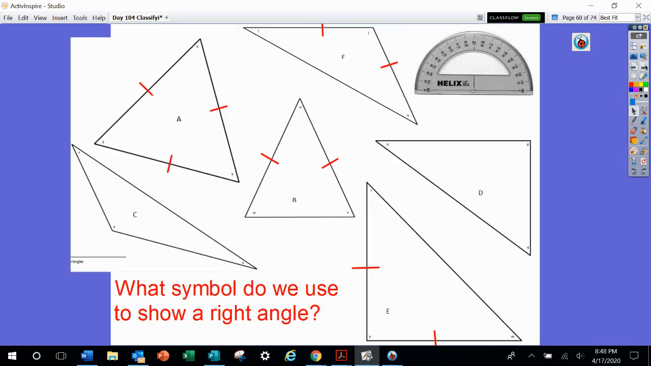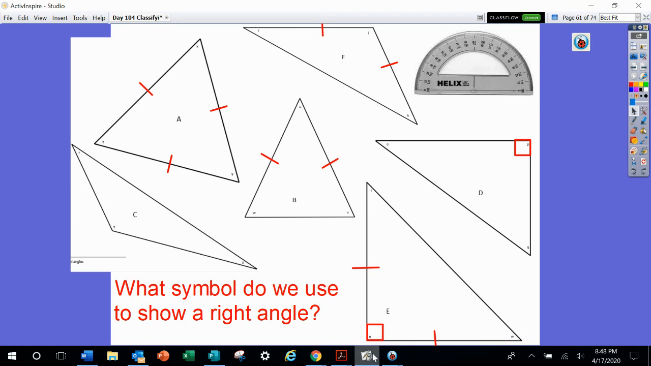Okay, so what symbol do we use to show a right triangle? We already went over symbols to show that side lengths were congruent. Some of you may have seen it before. You'll see these little boxes in the corner of that right triangle. That's what we use to show a right triangle.